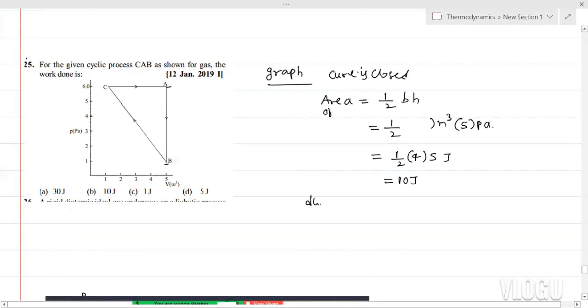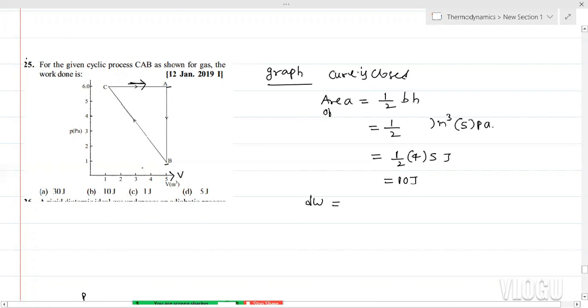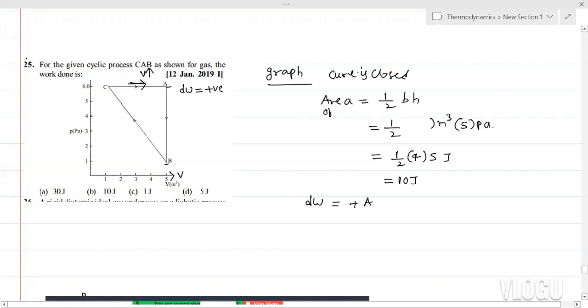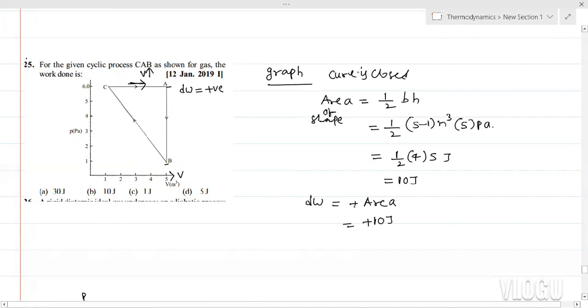But after taking the work done, we need to apply the sign convention. Always we need to think of the line which is very far away from the volume axis. So here, when volume increases, automatically we need to take work done as positive. So we give the sign convention as positive. Therefore I am writing dW equals plus area, that is plus 10 joules.